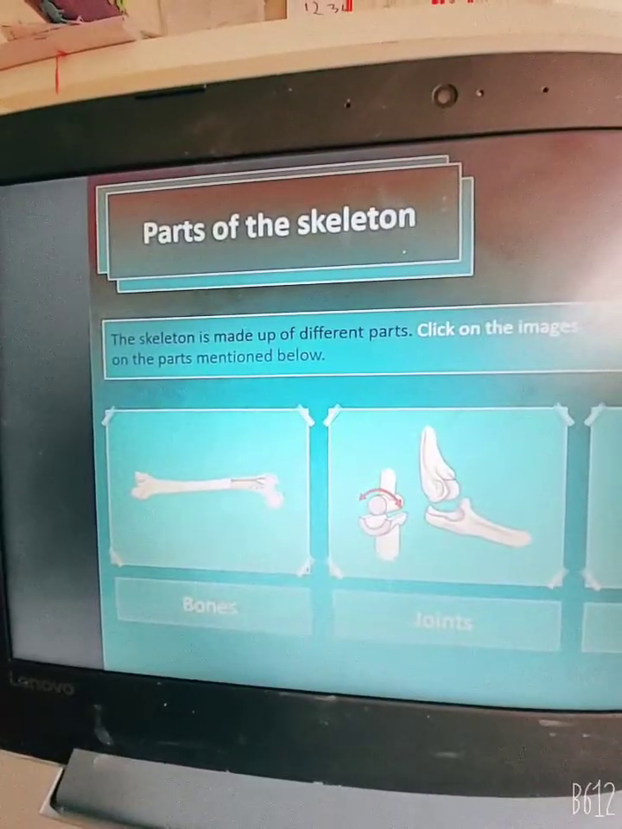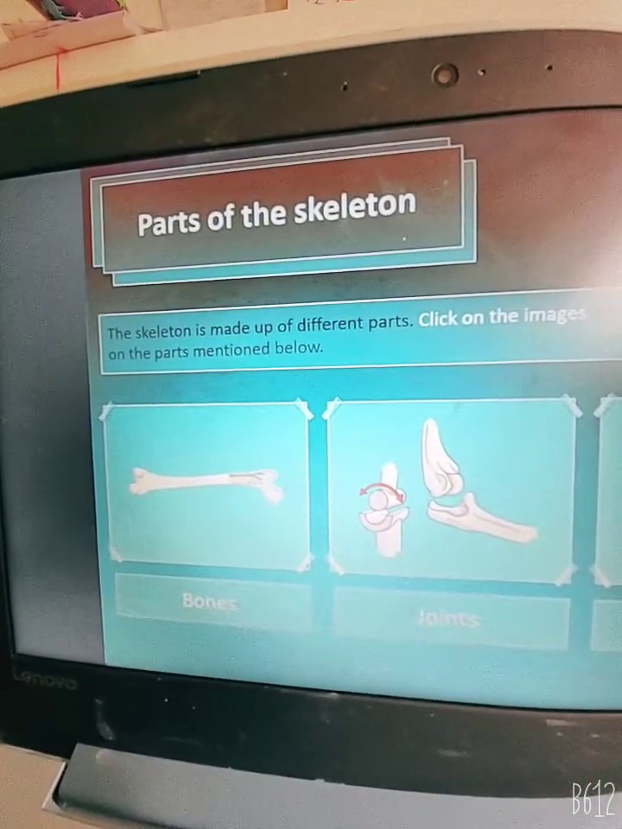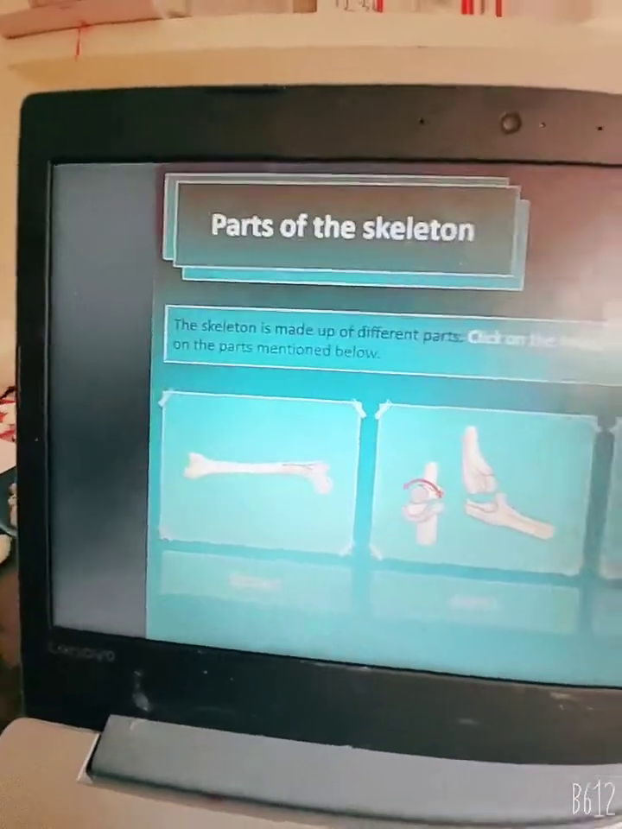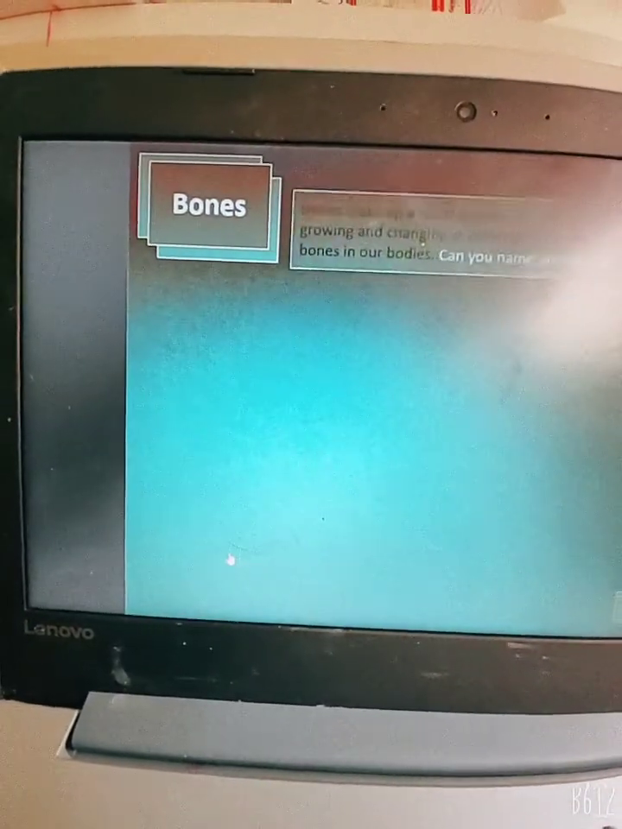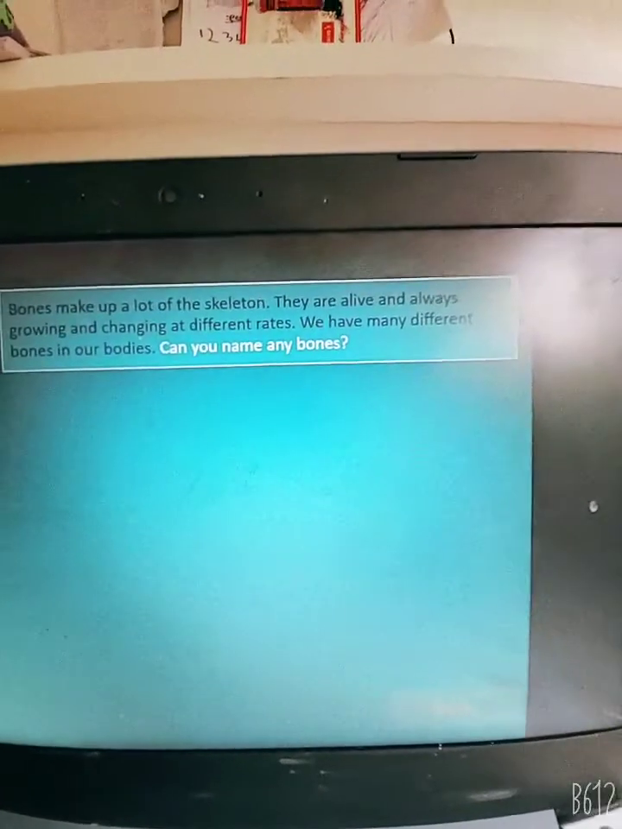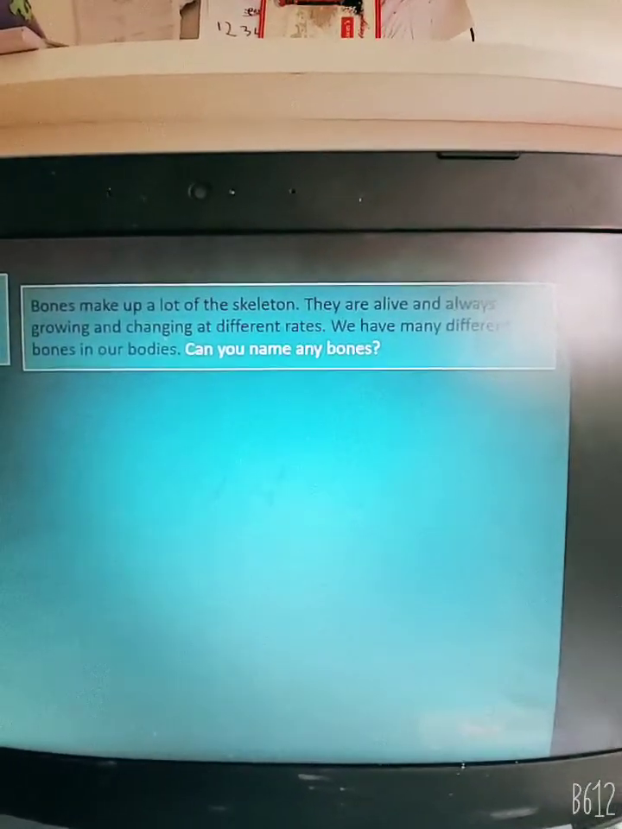And now the parts of the skeletal system we have to know. The skeleton is made of different parts. So basically, we'll learn about the bones. So what are bones? Bones are made of living tissue. They are alive and always growing and changing at different rates.